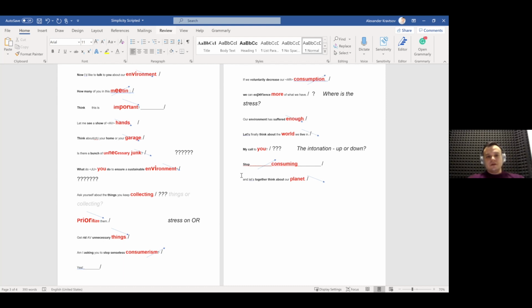Let's try. Ask yourself about the things you keep collecting. Now, don't pause after "things" because this is one thought chunk. It means you have to keep moving. Go ahead. Ask yourself about the things you keep collecting. Okay. Do you like the way that sounds?